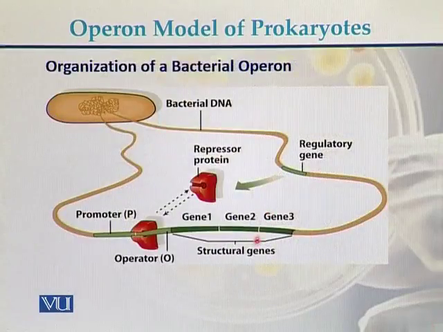In this diagram, we can see that these are the structural genes: gene 1, gene 2, gene 3. There is an operator region and there is a promoter region. So collectively, the structural genes, operator, and promoter are called a bacterial operon.